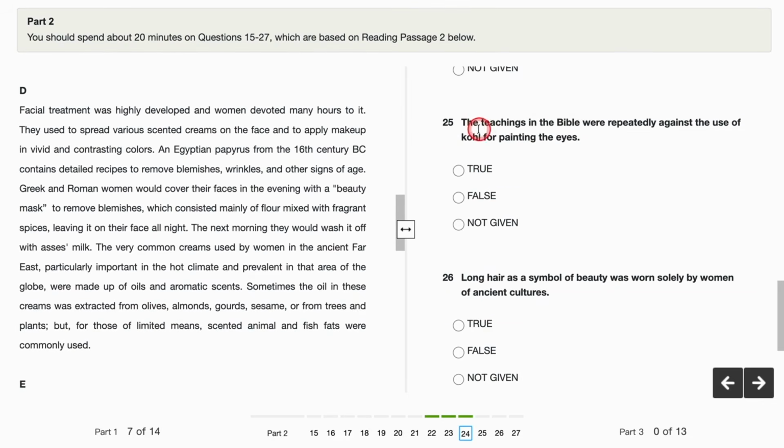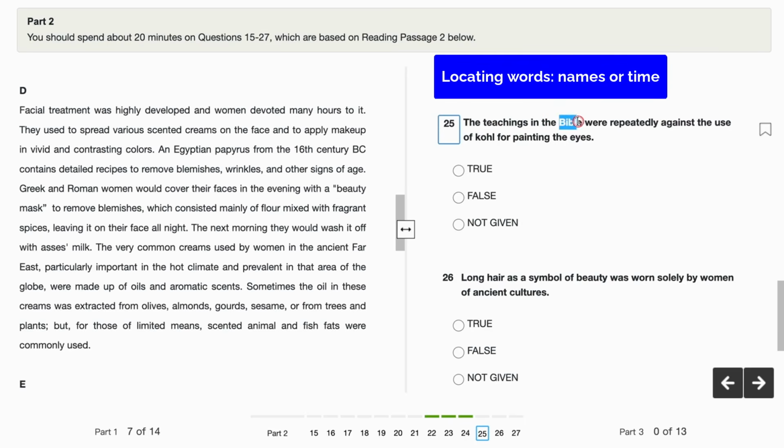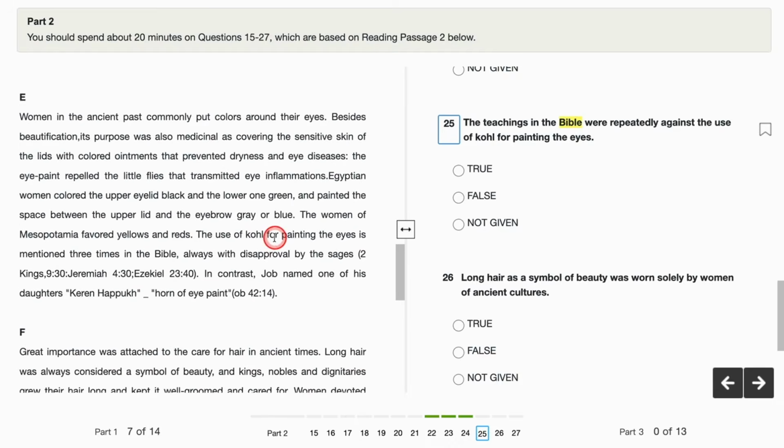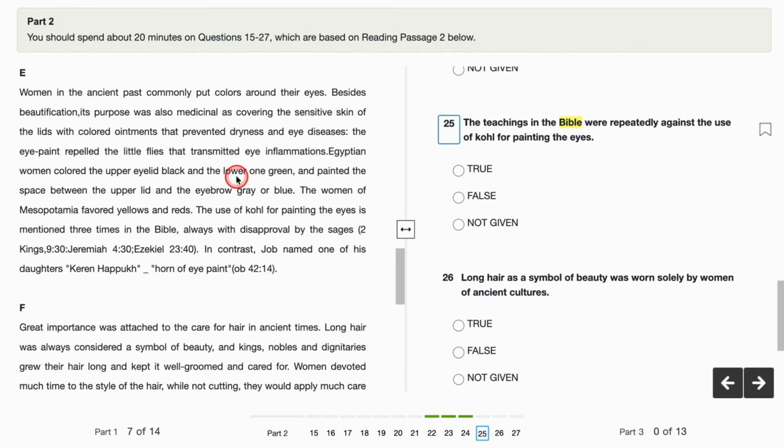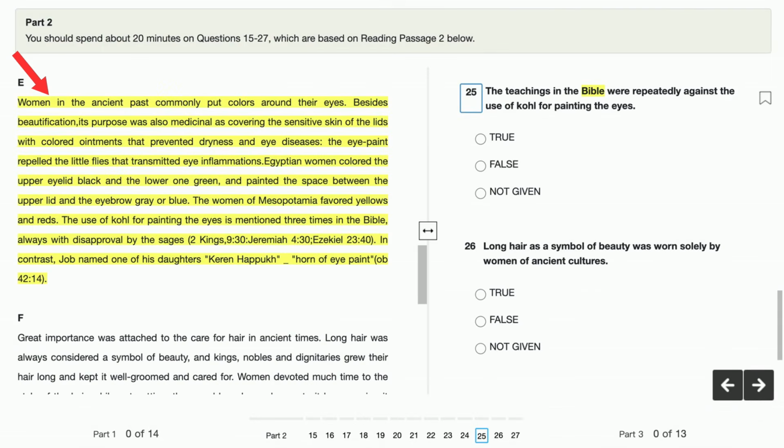Next one. The teachings in the Bible. Okay, we don't need to continue reading. We only need to highlight the book name, Bible. We read the question only after we find the Bible in the passage. Now, I will play the audio for paragraph E. You try to find out if it mentions the Bible, and at the same time, try to understand the general meaning of the paragraph, okay?